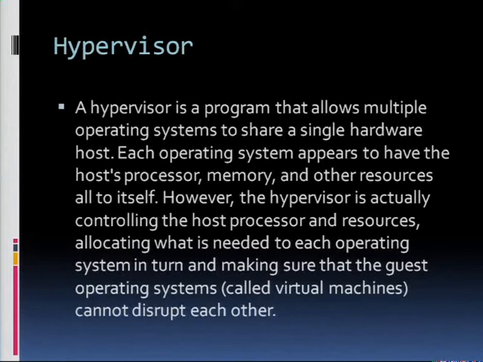So this is basically the definition of a hypervisor, what a hypervisor actually is. It's basically just a program that allows multiple operating systems to share a single hardware host, and each operating system appears to have the host processor, memory, and other resources all to itself. However, the hypervisor is actually controlling the processor and resources, allocating what is needed to each operating system in VM to make sure that the guest operating systems cannot disrupt each other.